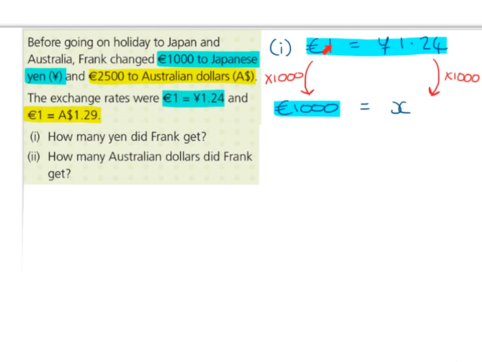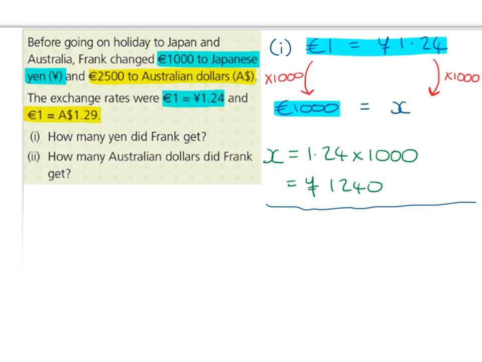So we want to go from 1 to 1,000. In order to do that, we multiply by 1,000. What we do to the left, we do to the right. So we're going to multiply 1.24 by 1,000, and that will give us X. That will give us how many yen Frank got. And 1.24 multiplied by 1,000 is 1,240 yen. This little symbol here is like a Y. It just stands for yen.